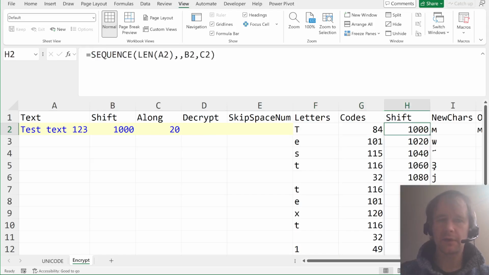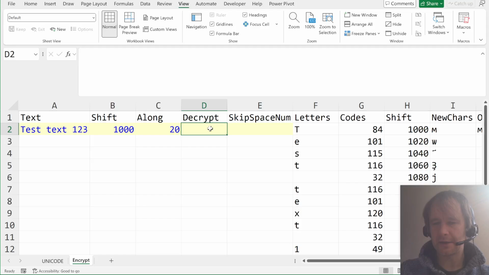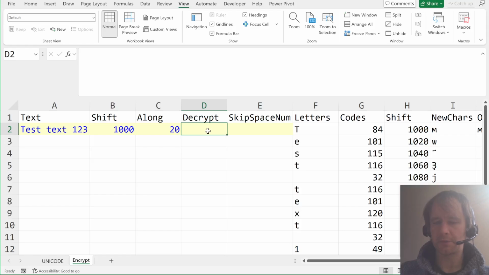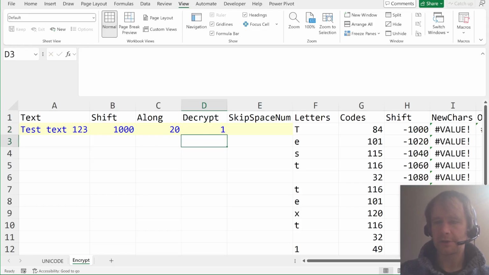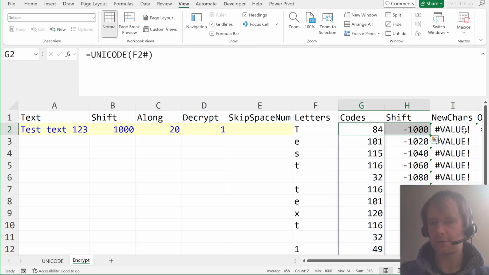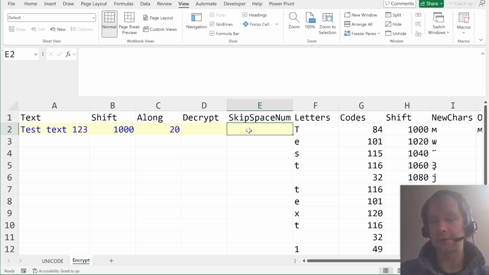So how can I do that? Well, I could multiply this by 1 minus 2 times this. And that way, if I leave this blank, 2 times that is 0, and 1 minus that is 1. So it's just multiplied by 1, which changes nothing. But if I make it a 1, then it shifts the sign on that and makes it negative. Now this is erroring out because if you subtract 1000 from 84, you get a negative number, and there are no Unicode characters for negative numbers, but that's fine because we'll only use this if we have things with big Unicodes here.